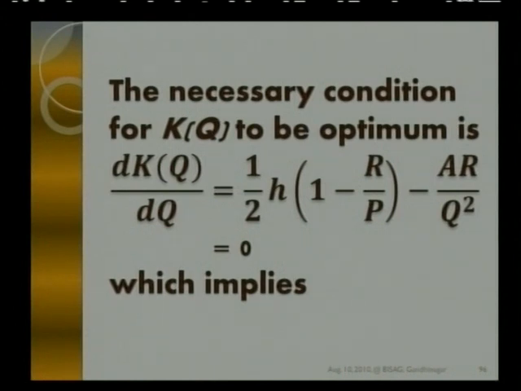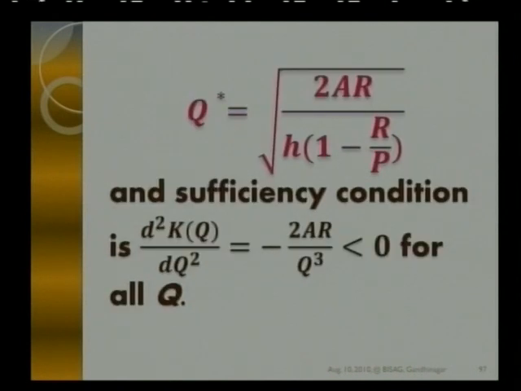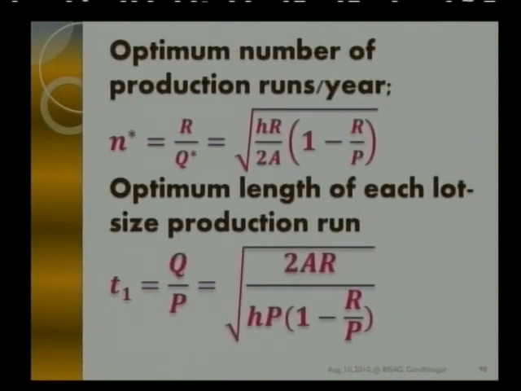Use the same tools which we used in the first model. Differentiate, equate to 0, and we get the value of Q as the square root of 2AR upon H into 1 minus R by P. And if you differentiate the cost function a second time, it is 2AR upon Q cube, which is greater than 0 for all Q. Work out the number of orders as R by Q star. Also you can work out for how much time you need to have production. That is T1, which is given by Q by P, so the square root of 2AR upon HP into 1 minus R by P.